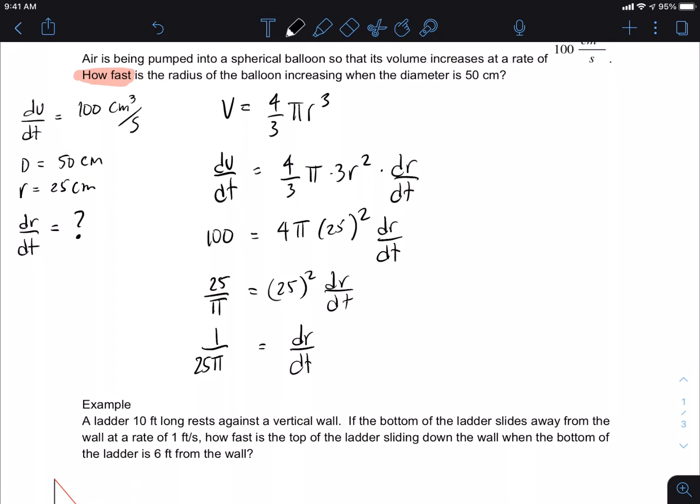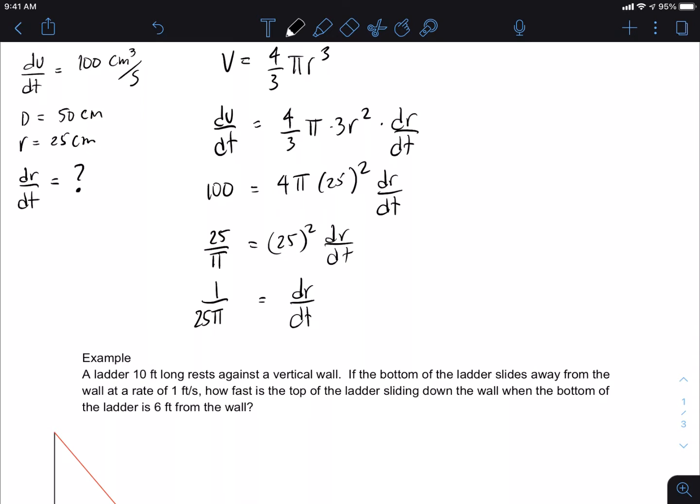Okay? And if I write that as a decimal, that's 0.0127 centimeters per second is my dr dt. Does that make sense? The radius moves in terms of centimeters in one dimension, right? So it should just be centimeters. Correct? So we know that our units are correct.